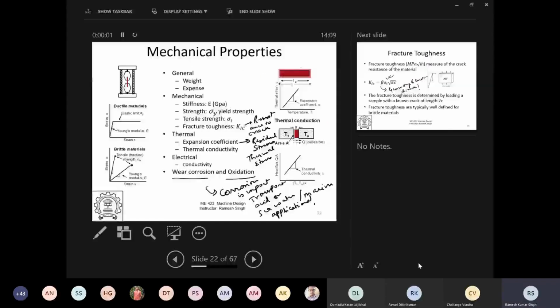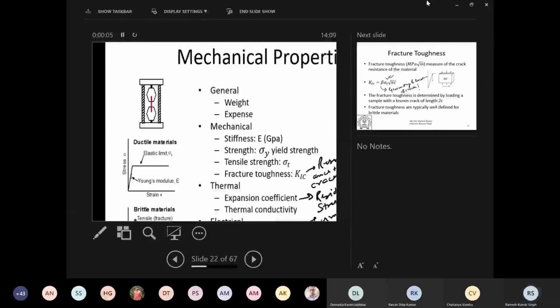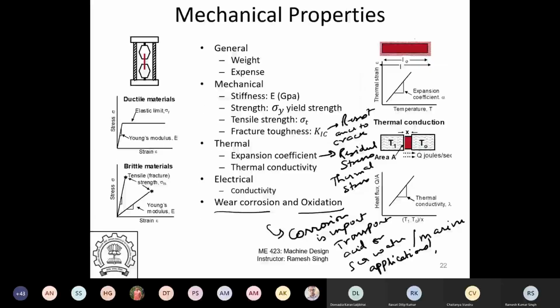So one of the key things is weight. Weight is one of the primary things, and then there is expense, the price. And so these are the general things. Whenever I use a material for design, I would look at how light it is and how expensive it is.